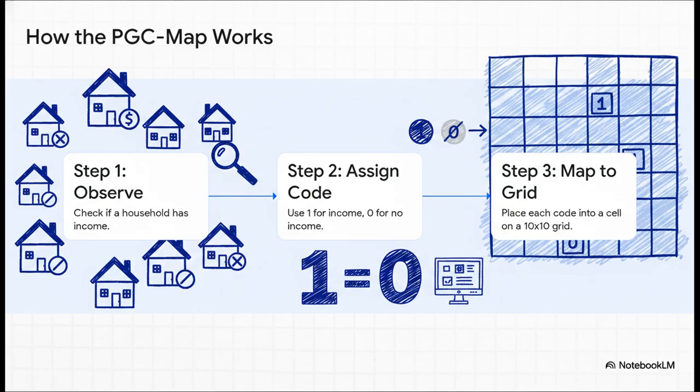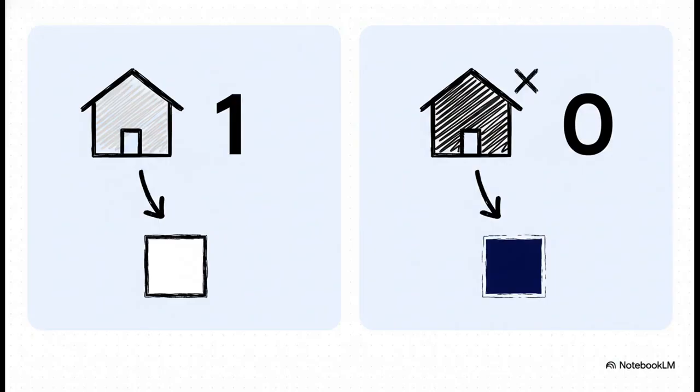And the way it works is just brilliantly simple. You just look at a household. If they have a steady income, you give them a 1. If they don't, they get a 0. Then you take that code and you stick it into a cell on a grid. That's it. It's this really elegant way to start building a visual story from just raw numbers. And here is the visual key that unlocks the whole thing. Every 1 becomes a white square for a household with income, and every 0 becomes a black square for a household in poverty. Simple, clear, and, as you're about to see, incredibly powerful.